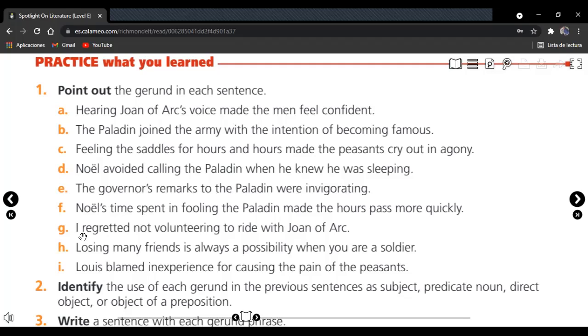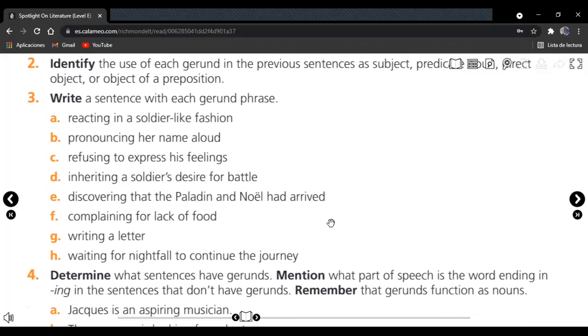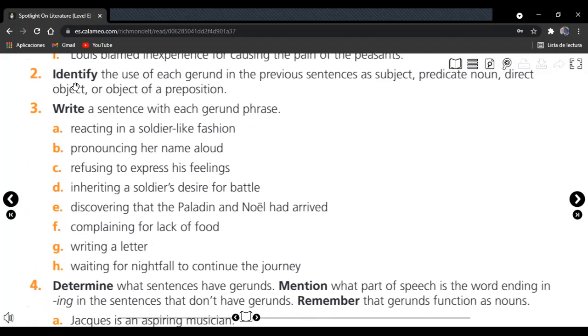Then in letter G, we have volunteering. Volunteering is the direct object. And letter H, losing many friends. Losing is the subject. And for causing, here in letter I, is the object of the preposition. So in exercise number two, well, we already did it.